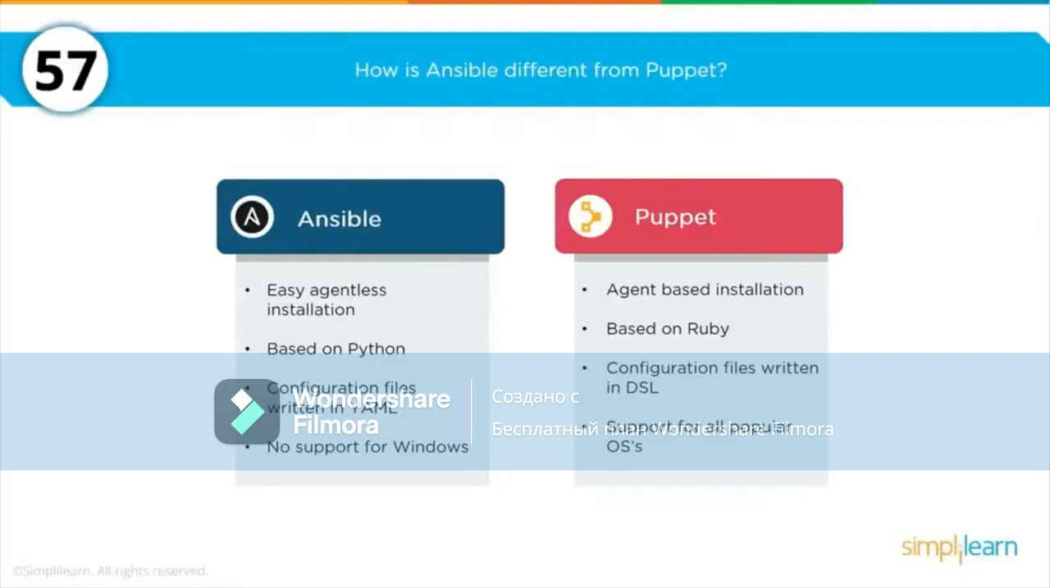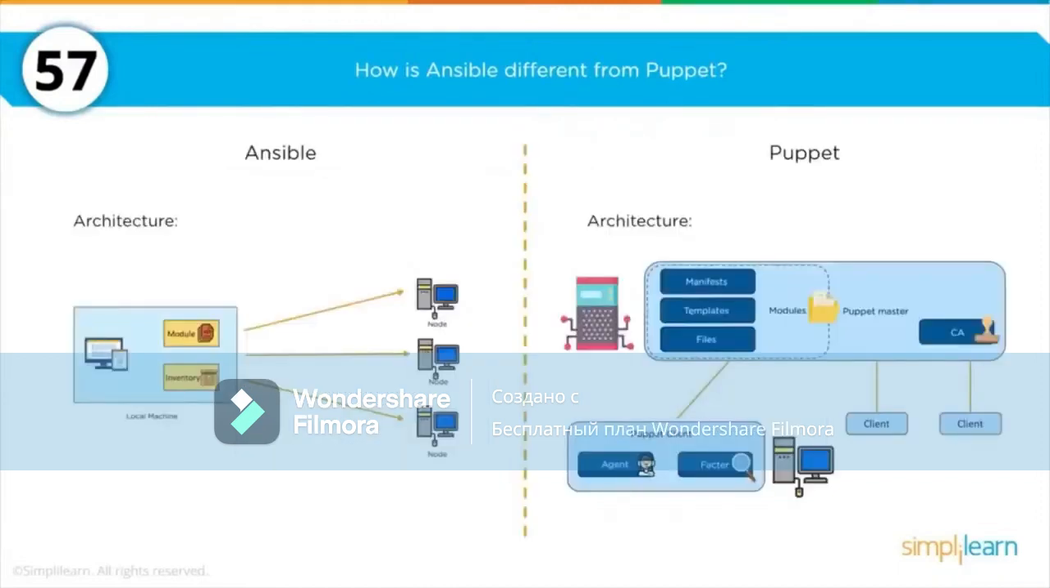In contrast, Puppet is an agent-based installation. It's written in Ruby. The configuration files are in DSL, and it supports all operating systems. Ansible has a simpler architecture, while Puppet has a more sophisticated environment architecture.